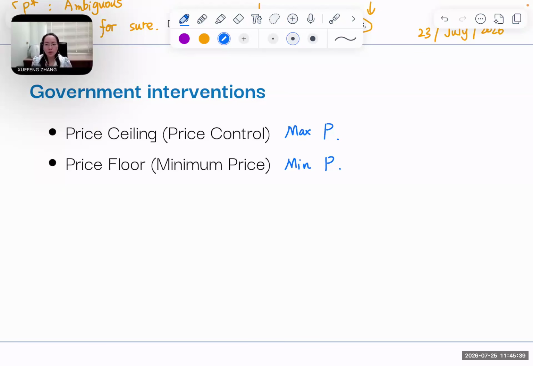And remember what we just spent three slides on, right? When price moves away from equilibrium, you get either a shortage or a surplus. That's exactly where we are headed next. Which one each of these creates and why?